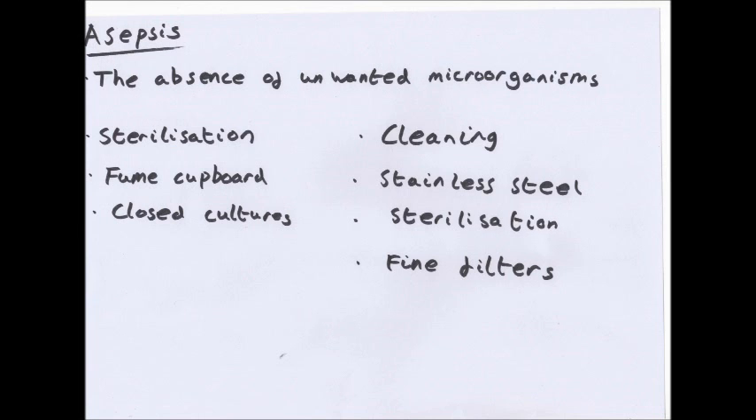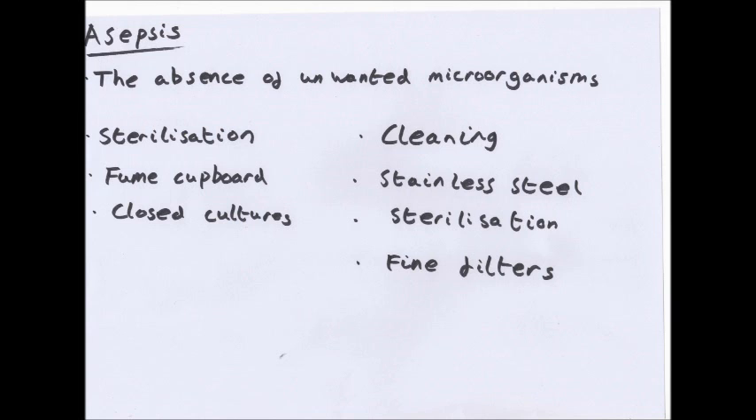Asepsis. Asepsis is the absence of unwanted microorganisms. You do not want contamination. And so you use aseptic techniques. And this refers to any measure taken at any point in a biotechnological process to ensure that unwanted microorganisms do not contaminate the culture that is being grown or the products that are extracted.